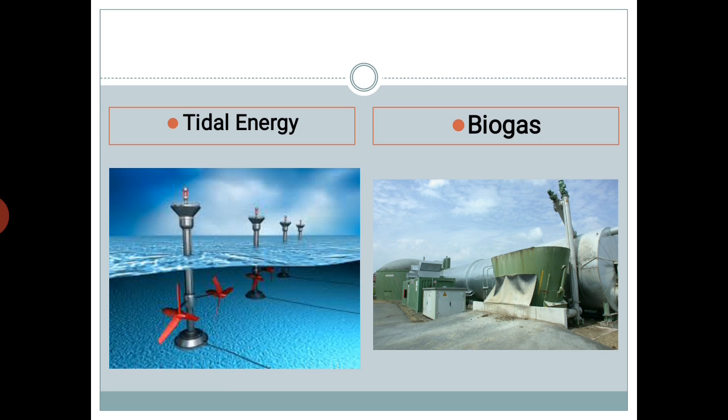Students, in the biogas plant, methane gas is the most important gas. This is released from the plant. It is used as fuel for cooking and lighting and other purposes. So this is the most important form of non-conventional source of energy. Okay students, tidal energy, biogas, then nuclear energy, geothermal, wind energy and solar energy. These are the non-conventional sources of energy.